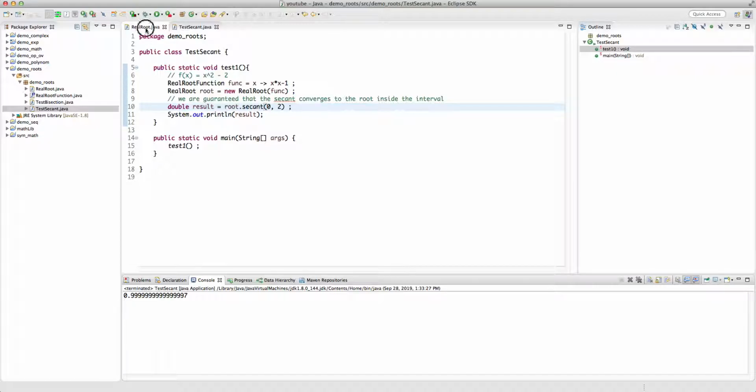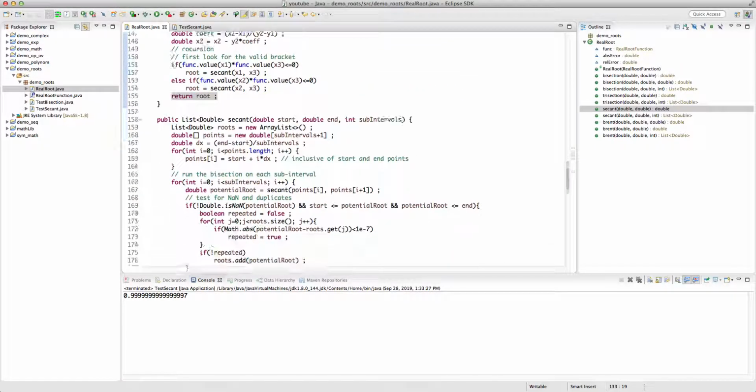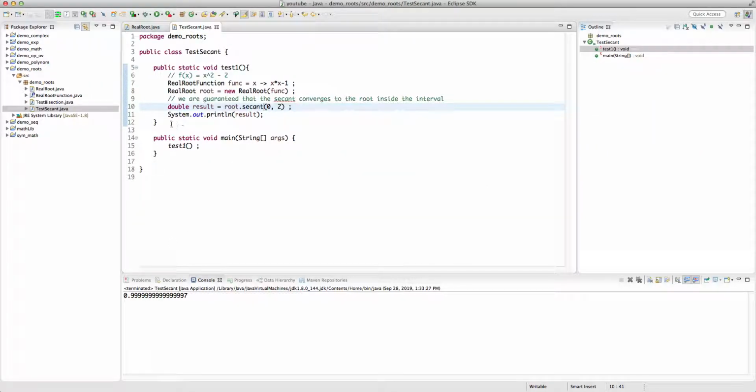Now that we improved the secant method, we also had the function that returns all the roots in a given interval based on the number of subintervals. So let's also go and test that.